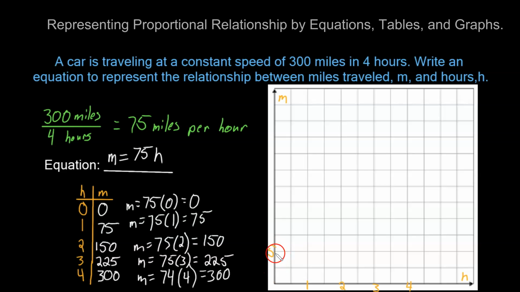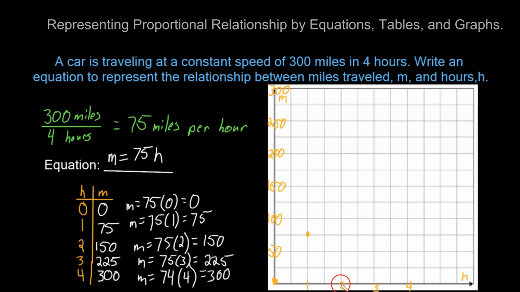So let's go to 50, 100, 150, 200, 250, and 300 way up here. Okay, so this is our graph now that we have it labeled. Point 0, 0, that's easy, that's right there. Next, point 1, 75. So we go over 1 and up 75. It's right between 50 and 100, so it'll be right there.